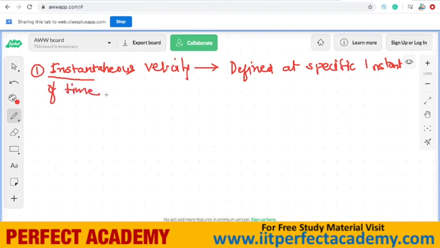Okay, specific instant of time. Now how is it calculated, or how is it mathematically defined? If x is given as a function of t. Now see, we are learning linear motion, but you can't always say x is directly proportional to t and that we are going to get this kind of a graph.